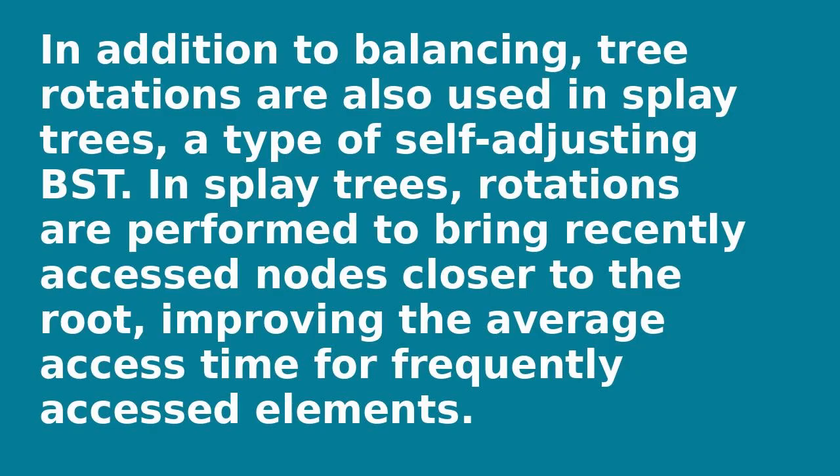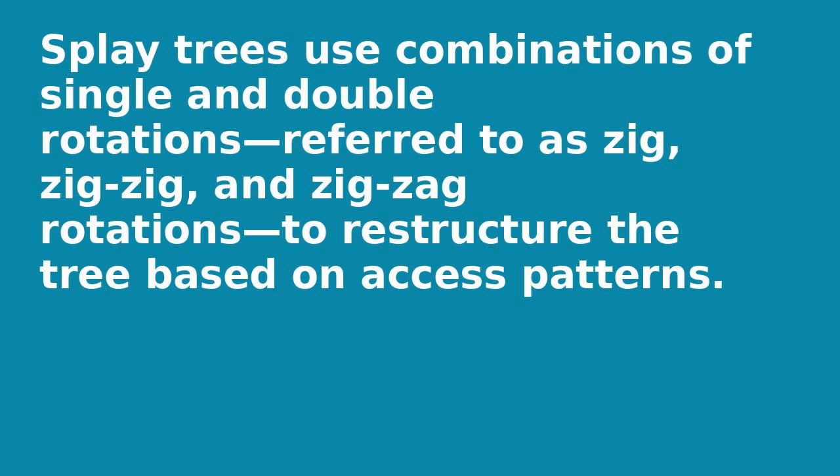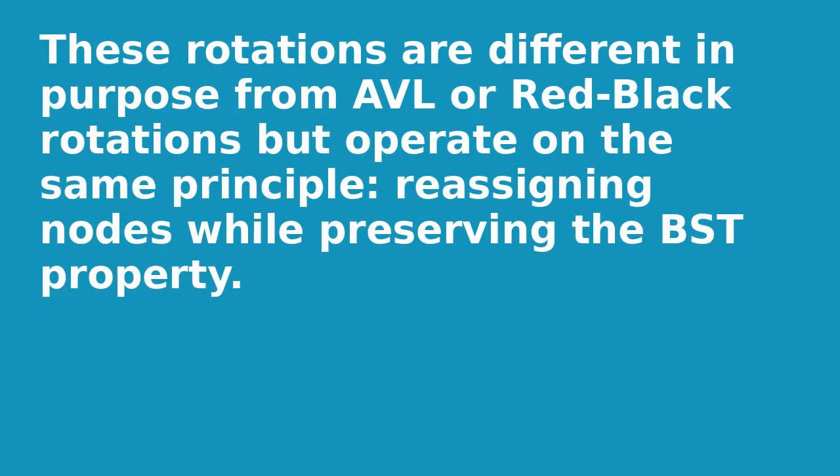In addition to balancing, tree rotations are also used in splay trees, a type of self-adjusting BST. In splay trees, rotations are performed to bring recently accessed nodes closer to the root, improving the average access time for frequently accessed elements. Splay trees use combinations of single and double rotations, referred to as zig, zig-zig, and zig-zag rotations, to restructure the tree based on access patterns. These rotations are different in purpose from AVL or red-black rotations but operate on the same principle, reassigning nodes while preserving the BST property.